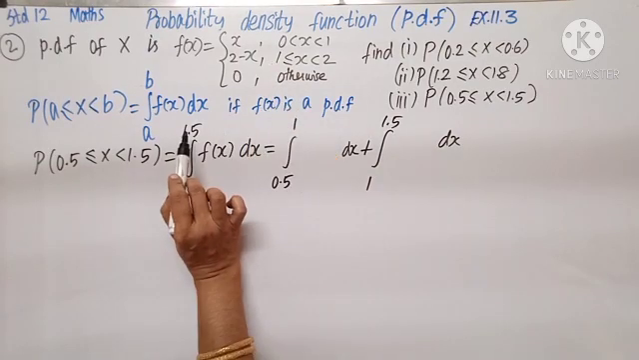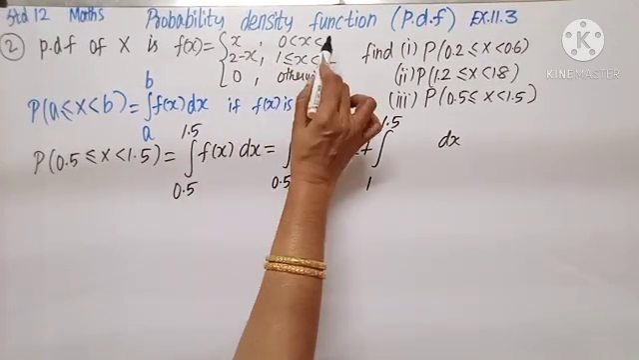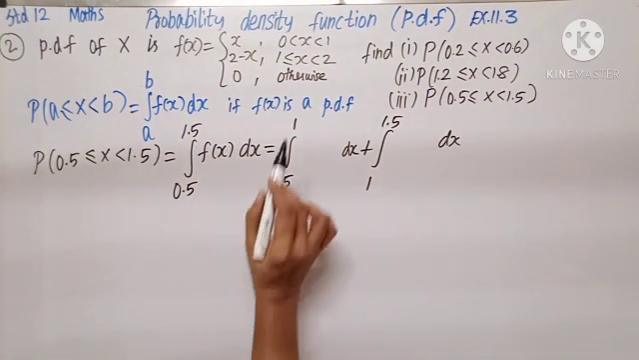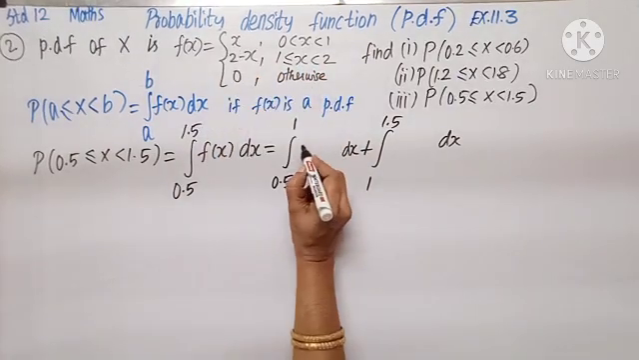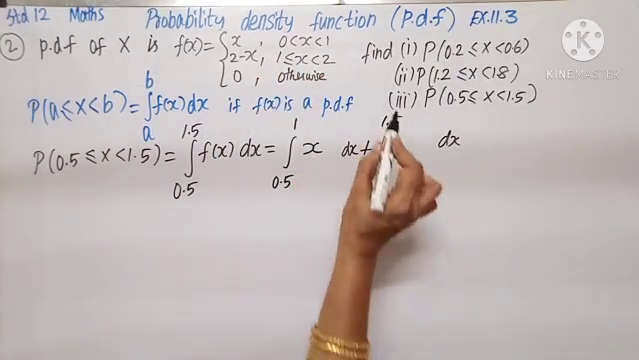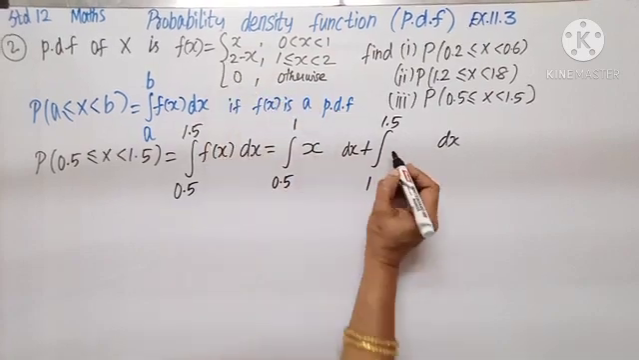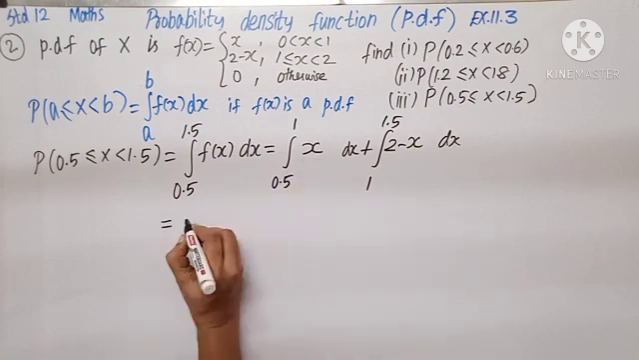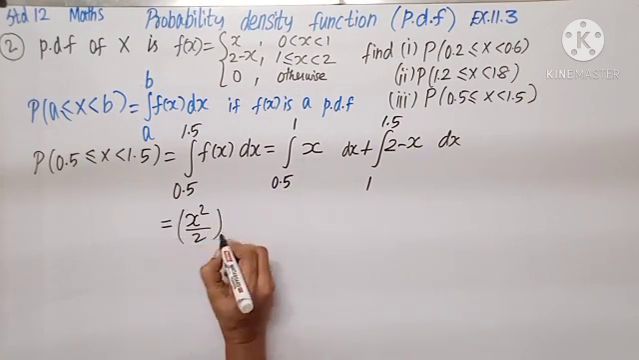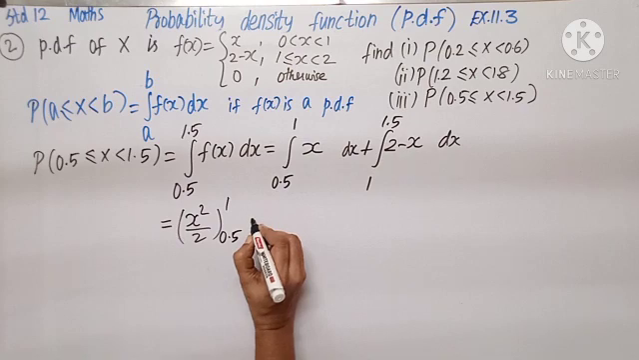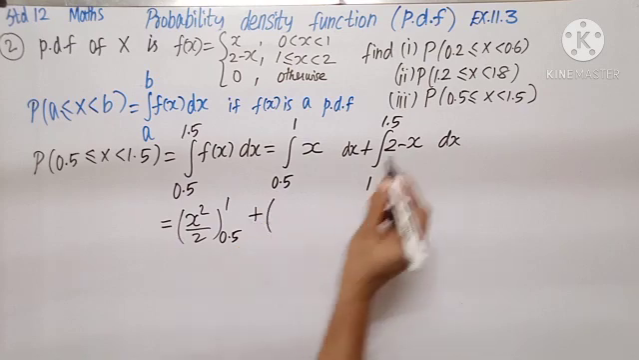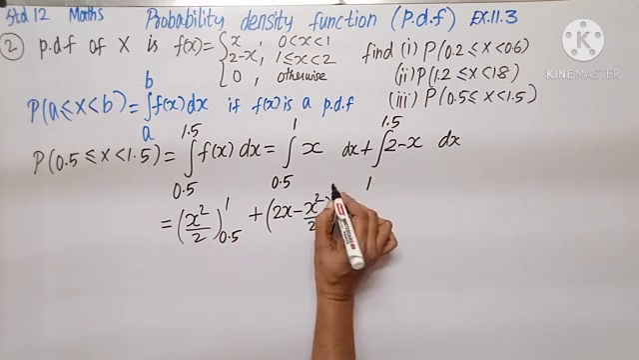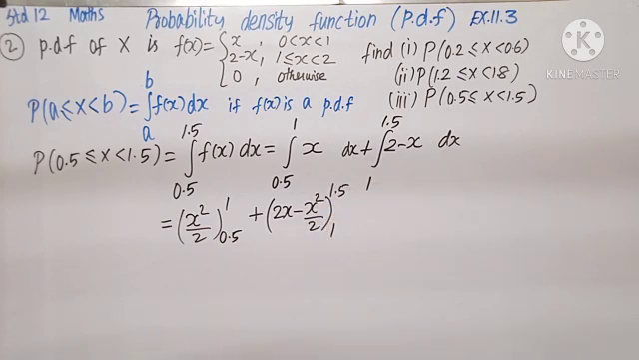So, 0.5 to 1.5 is 0.5 to 1, 1 to 1.5. From 0.5 to 1, what is the function? x. From 1 to 1.5, what is the function? 2 minus x. As we integrate, x becomes x squared by 2 between the limits 0.5 to 1, plus 2 becomes 2x, x becomes x squared by 2 between 1 to 1.5.